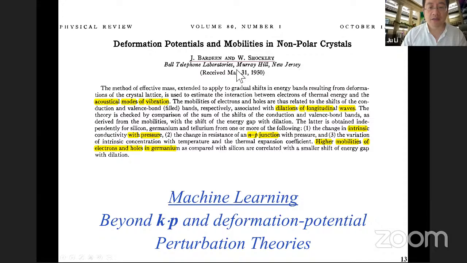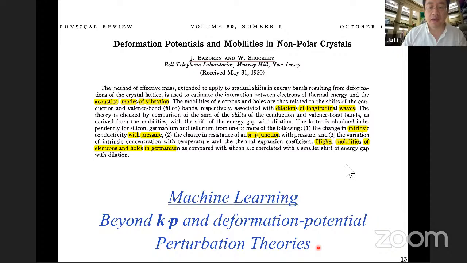So at the dawn of semiconductor physics, Bardeen and Shockley, the founding fathers of semiconductors, talked about piezoresistivity. So it's basically as you strain silicon or germanium, how does the electrical resistivity change? What they did was they used this thing called k dot p and deformation potential theory. These are perturbative linear response theories. And that has been the mainstay of industry for 50 years.